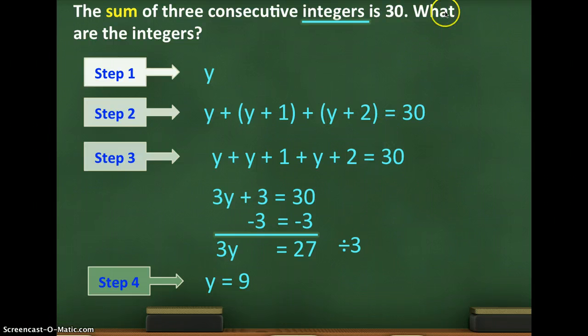Now to answer the question, what are the integers? We should have three integers. The smallest being 9. So the numbers are 9 for y. y plus 1 is 10, so that's the second integer. Then the third one is 9 plus 2 because y is 9. So our third integer is 11.